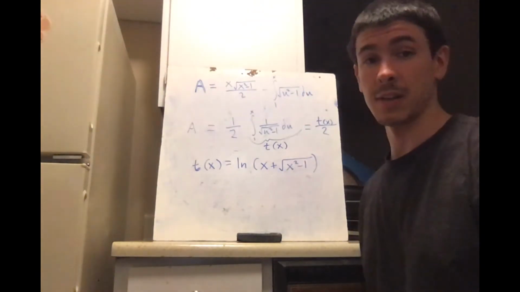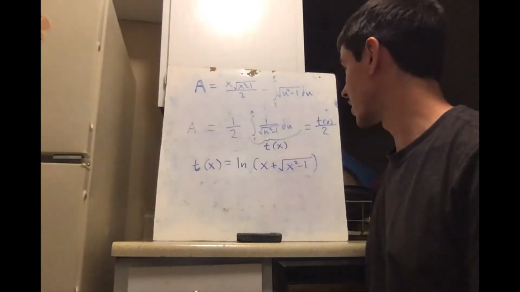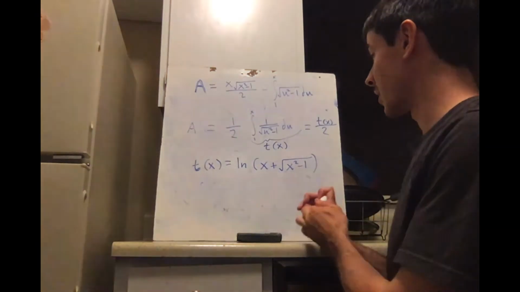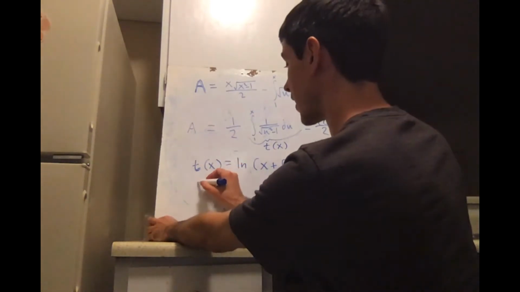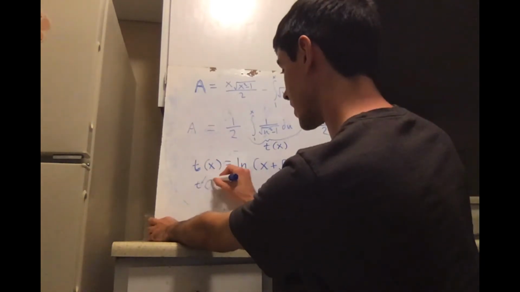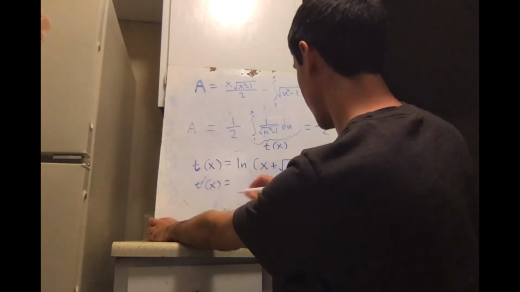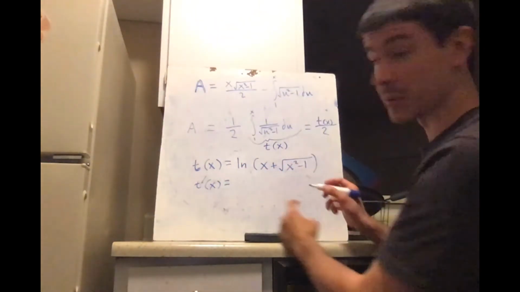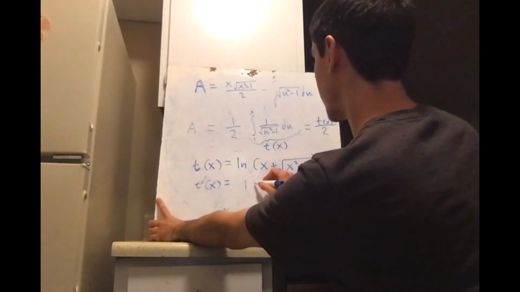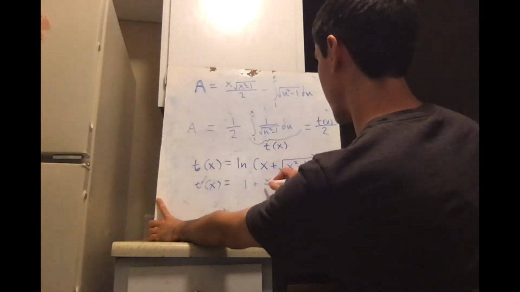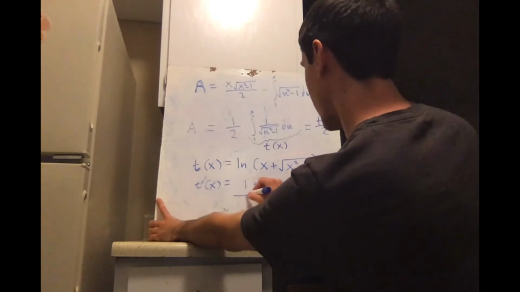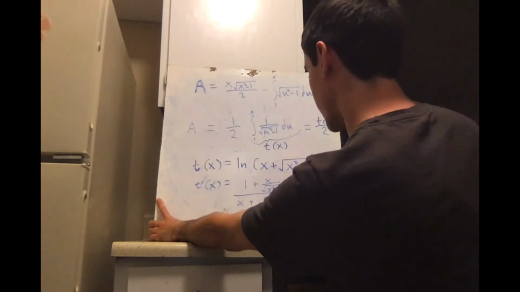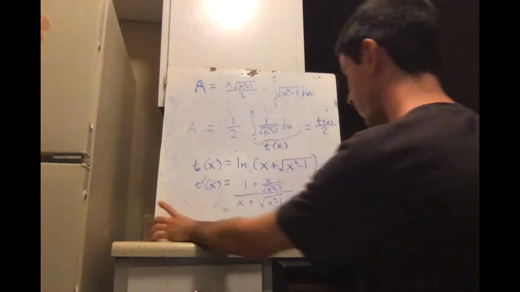And this is quite a strange assertion indeed, but I'm going to show that it is so, because it is an antiderivative, and it's an antiderivative because t prime of x equals, we can apply the chain rule here, right? So we get 1 plus x over the square root of x squared minus 1 all over x plus the square root of x squared minus 1.